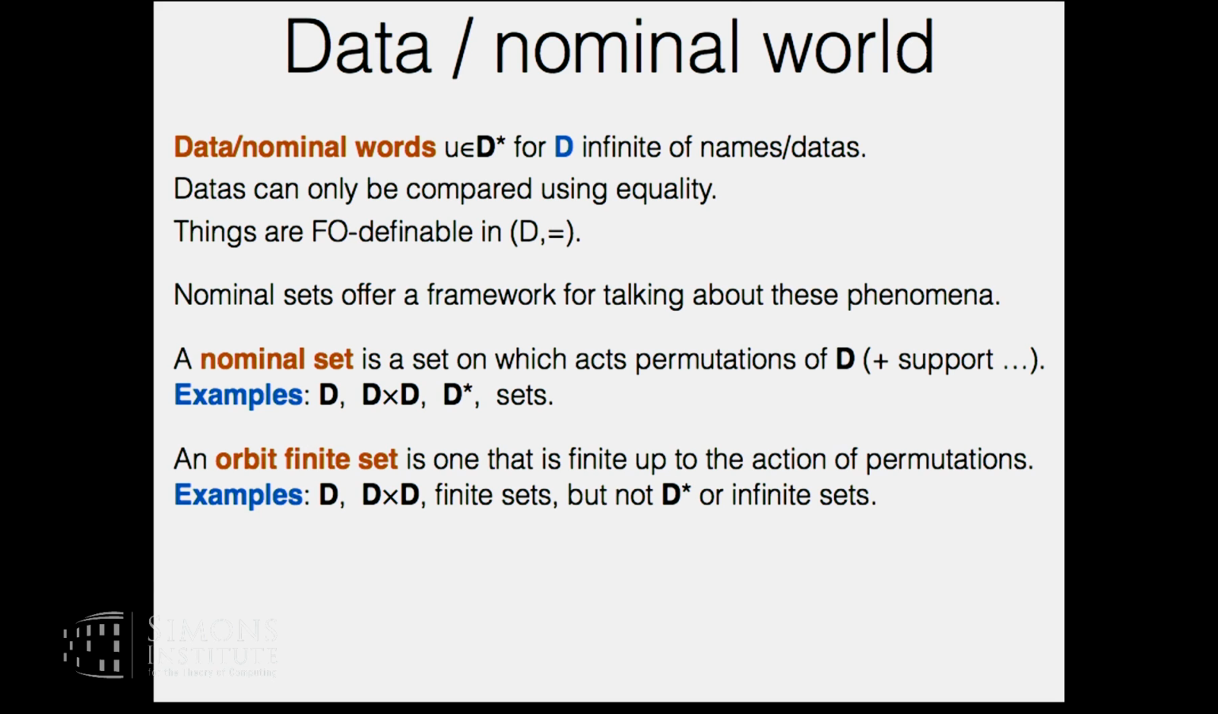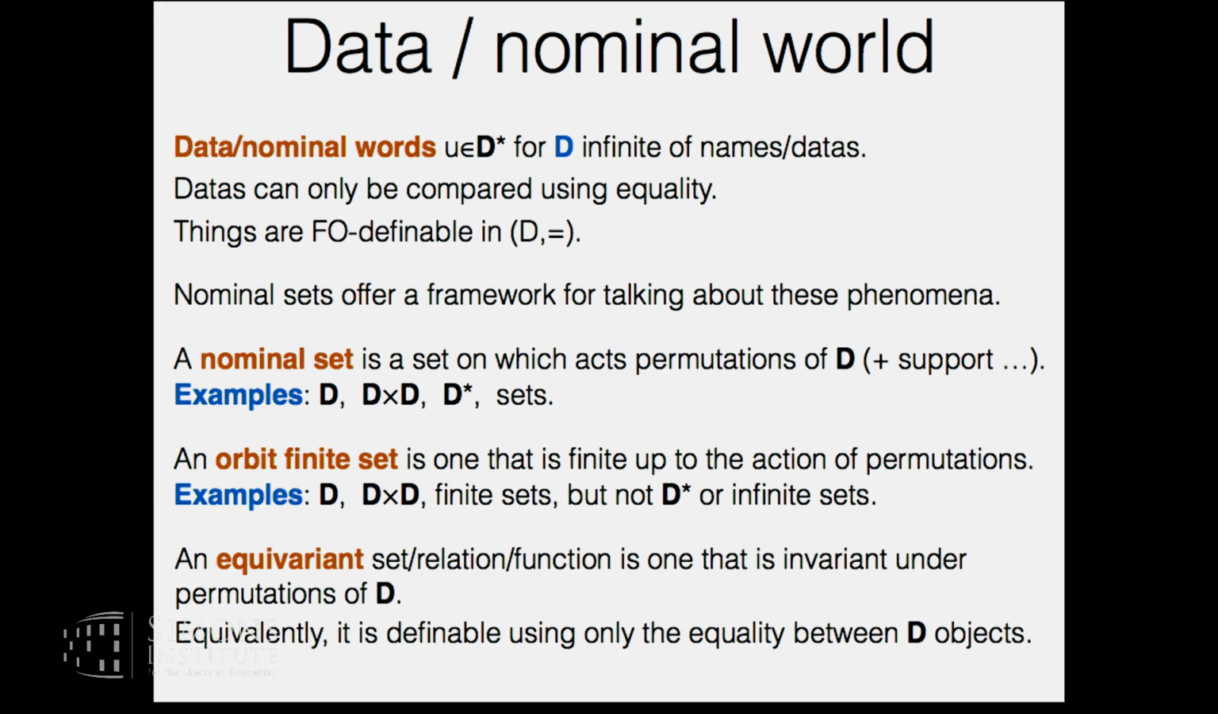Then you have this notion of orbit finiteness, which are the sets that have only finitely many objects up to permutation. And so typically finite sets are orbit finite, but words are not, and words we care about, of course. And we have the notion of being equivariant, which is like being invariant under these permutations. All this is the same.